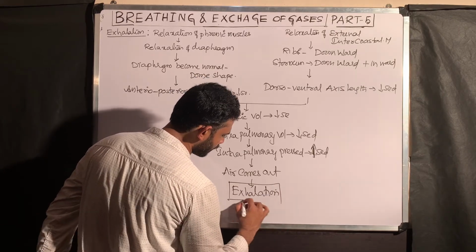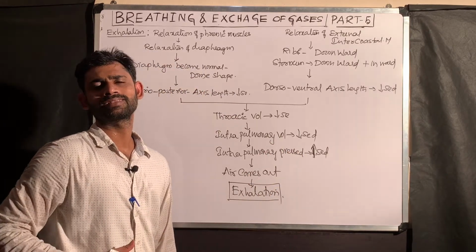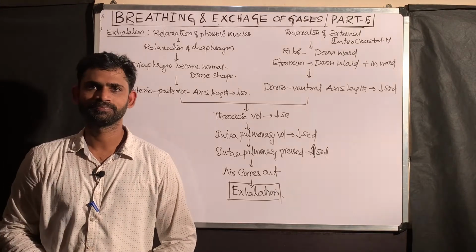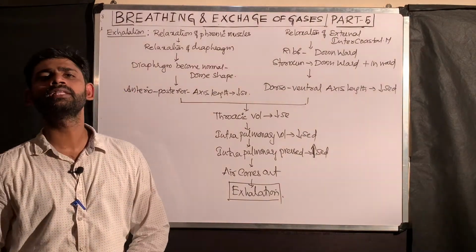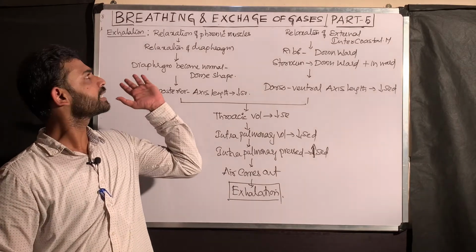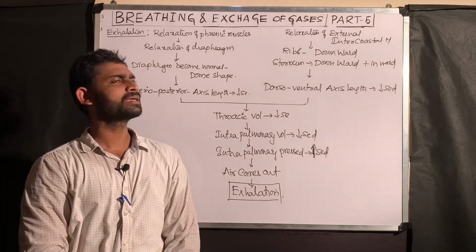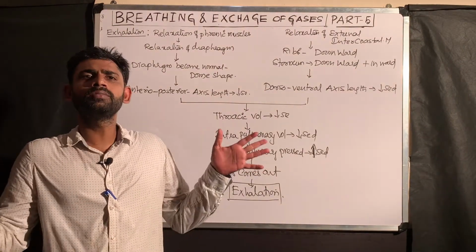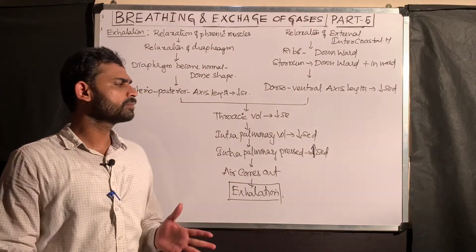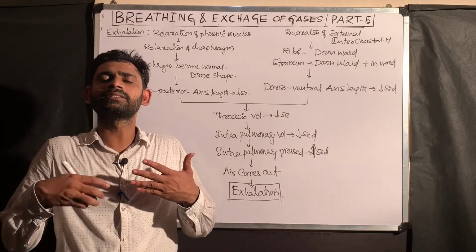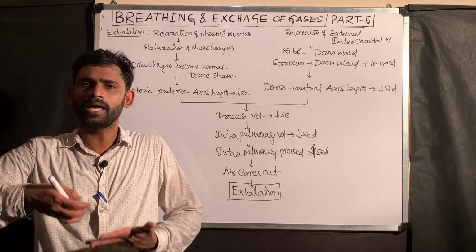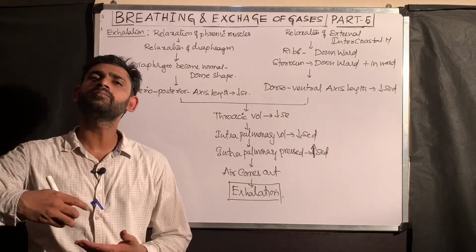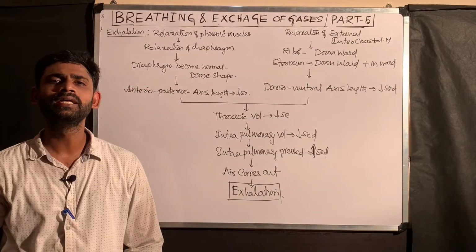So that is a simple one. Exactly, the events of exhalation are quite opposite to the events of inhalation. Now, what is happening during exhalation? Relaxation of the diaphragmatic muscles and simultaneously the relaxation of the external intercostal muscles. The thoracic volume is decreased. Thereby, intrapulmonary pressure is increased. When the pressure is greater than the atmosphere, automatically the air moves from the lungs to the atmosphere. Air comes out of the lungs. This process is called exhalation.